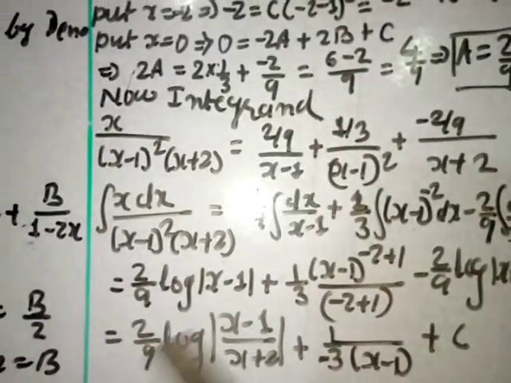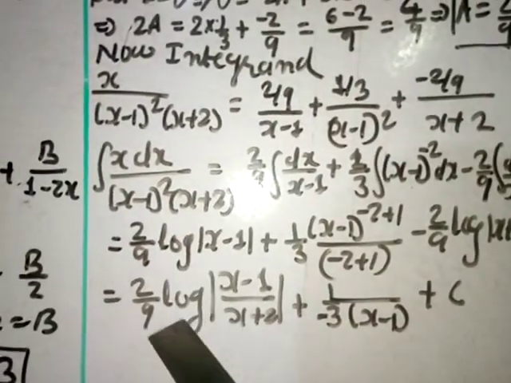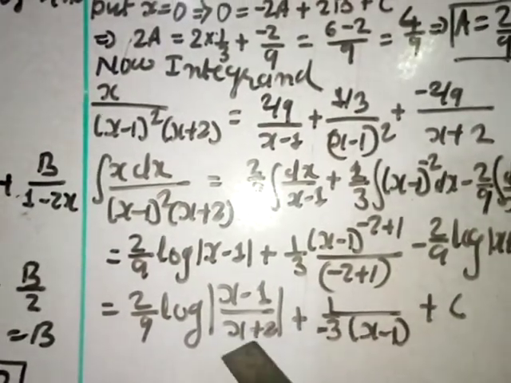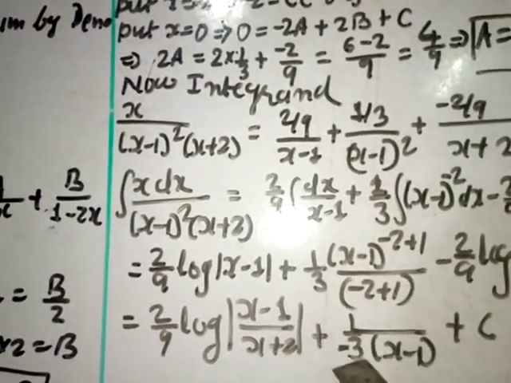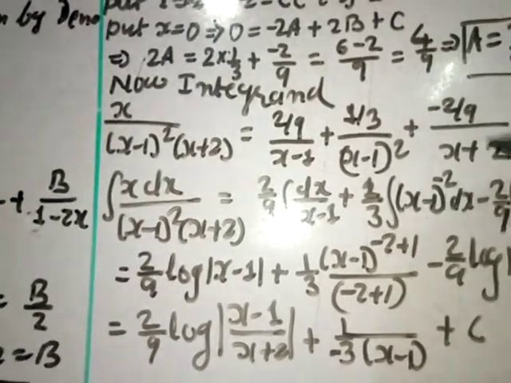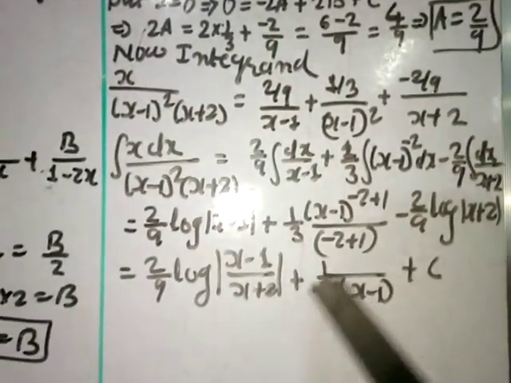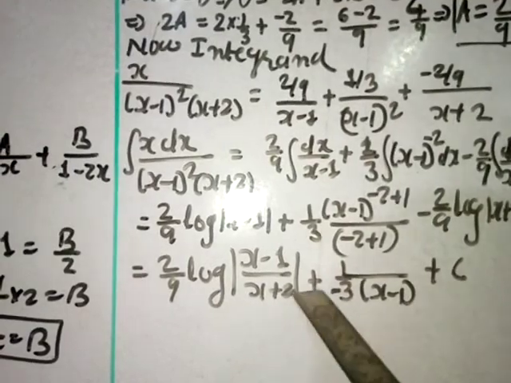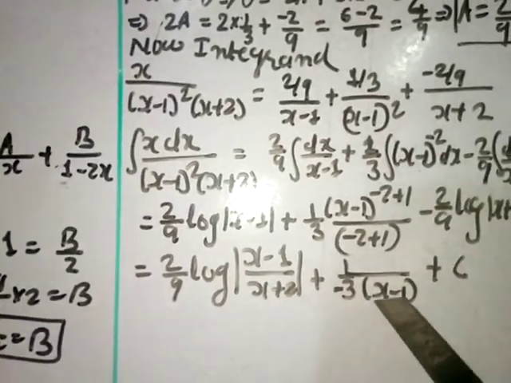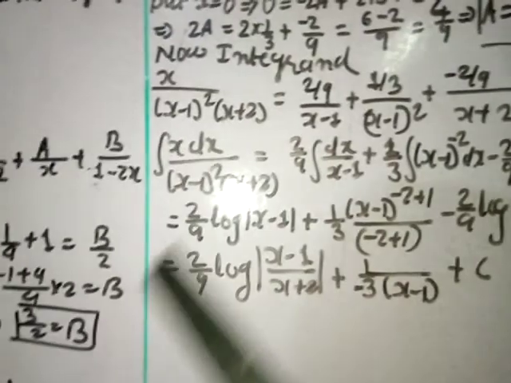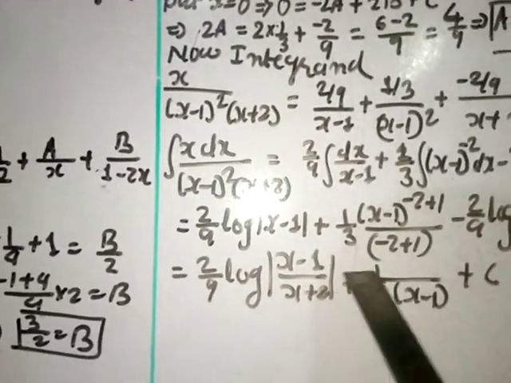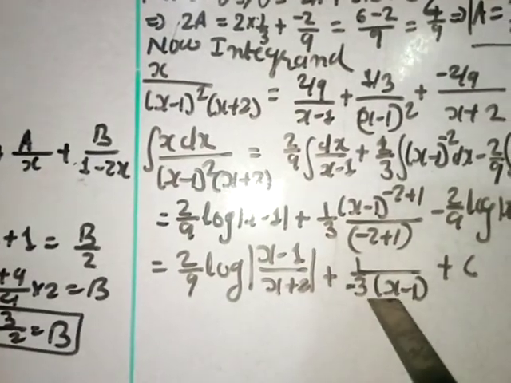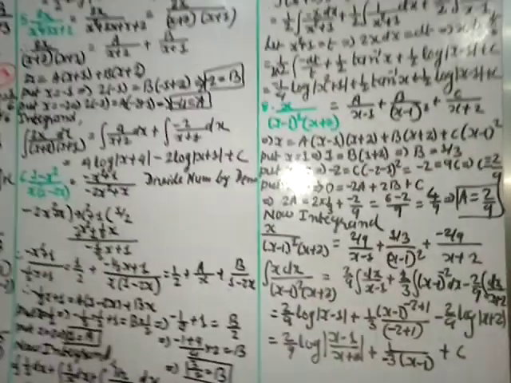Here 2 by 9 is taken out, and the logs can be combined. So I combine log x minus 1, and since this is minus, x plus 2 goes in the denominator. Minus 2 plus 1 gives you minus 1, so minus 1 by 3, and this x minus 1 to the power minus 1 taken into the denominator becomes plus, or you can write it as minus 1 by 3 into 1 by x minus 1, plus c. So the answer is 2 by 9 log of x minus 1 divided by x plus 2, minus 1 by 3 into 1 by x minus 1, plus c. That is the answer for question number 8. We'll keep this much for today. Thank you very much.